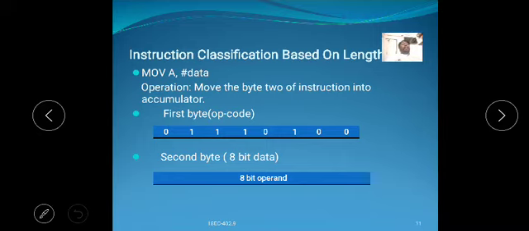For MOV A, #data, the operation is to move byte 2 of the instruction into the accumulator. The first byte opcode is 00101110. The second byte is 8 bits of data.